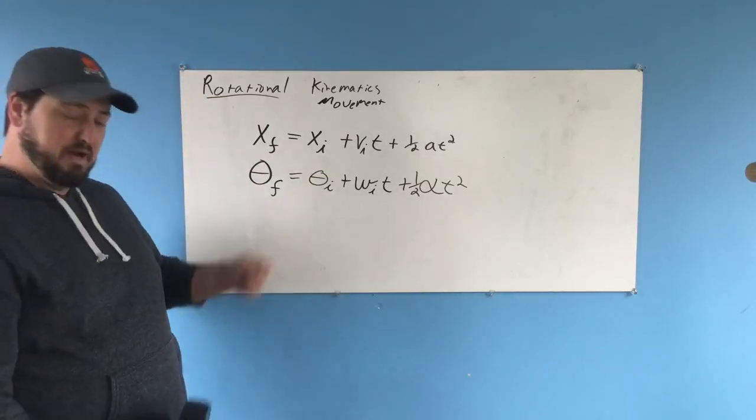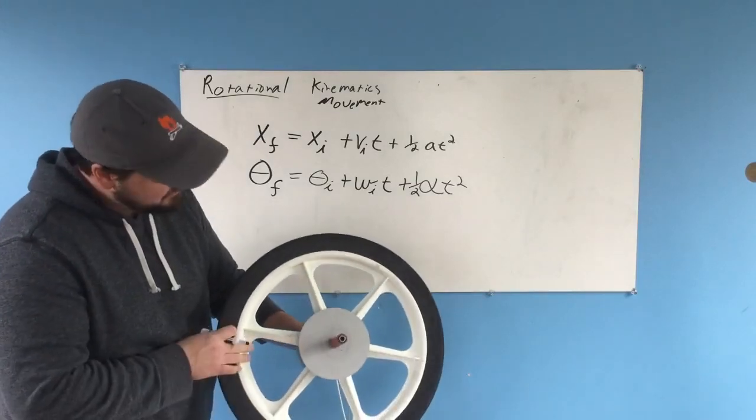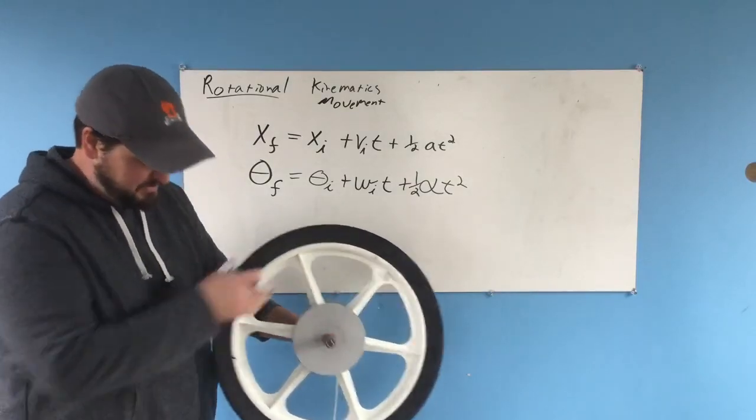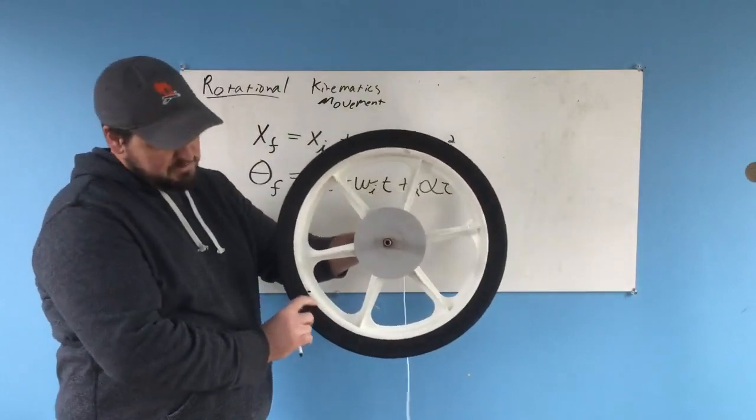So if I want to know how many radians this little dot is going to go through, let me make sure I got the same time. Oh no, Dottie went away. There we go, Dottie. Okay, so here's our dot.